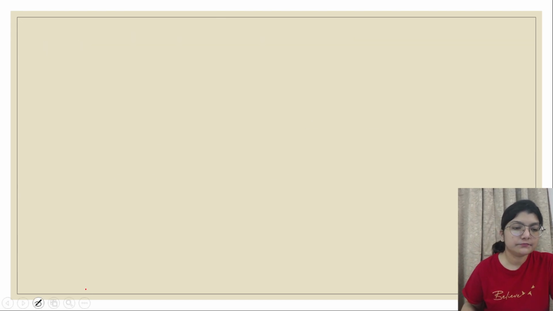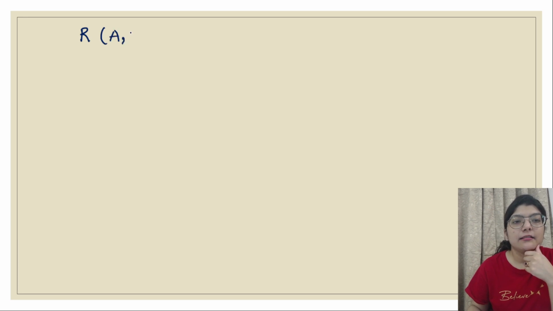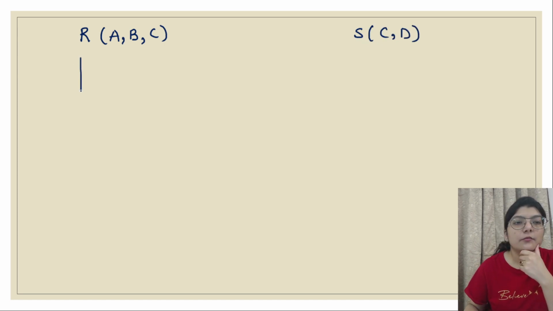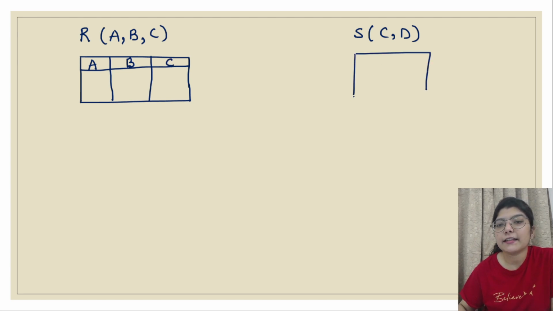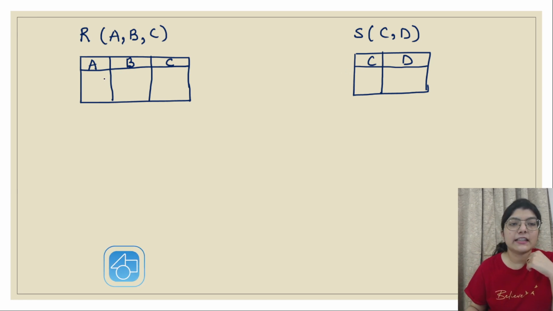Let us say I have a relation R with attributes A, B and C. Then I have a relation S with attributes C and D. So let's form a table. This is your A, B and C, and here I have C and D. Now give it a think, try to think for two minutes or more whether I can perform natural join or not. Till then I'm filling in the values.